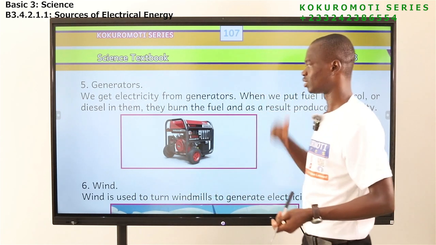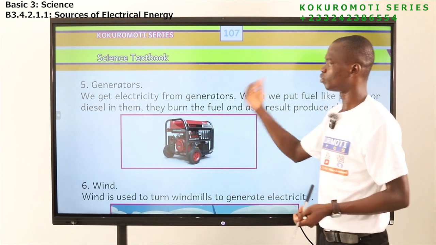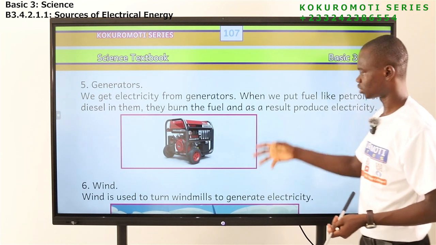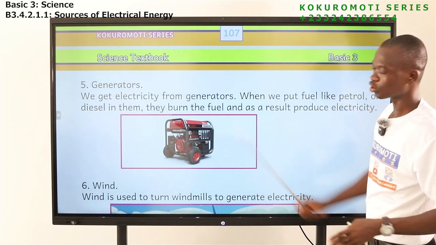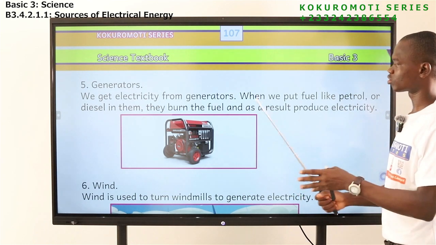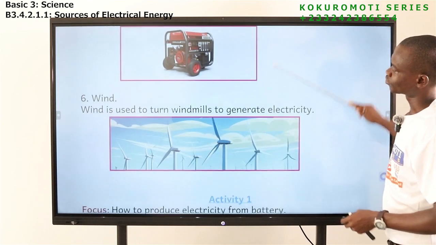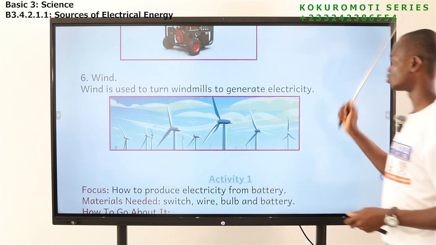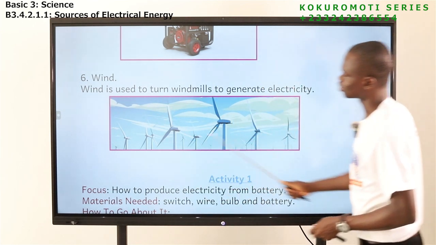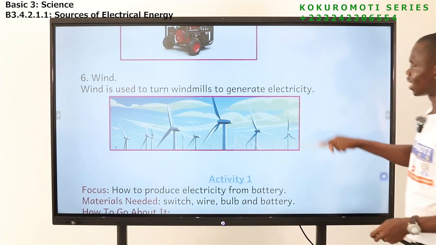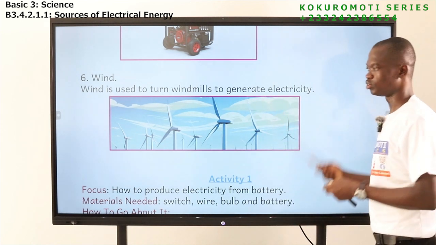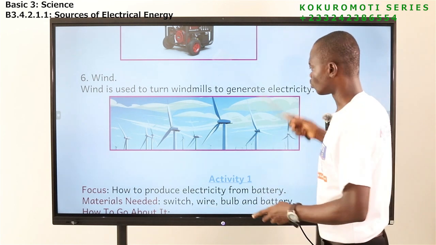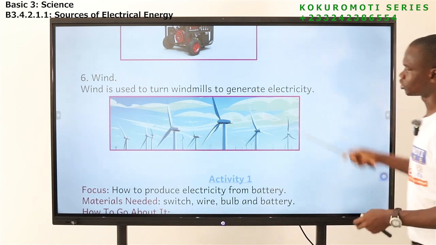So these generators use fuel. It's able to produce light or electricity, all because they get energy from fuel to do that. So generators are also sources of electricity. The next one is wind. Wind is used to turn windmills to generate electricity. So this is a windmill. As they turn, they are able to produce electricity, and they are able to turn because of wind. So that is windmill for you.